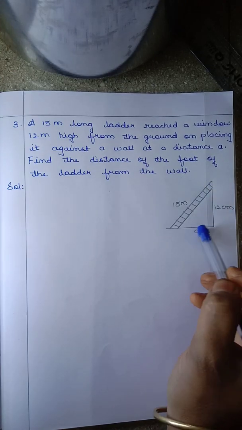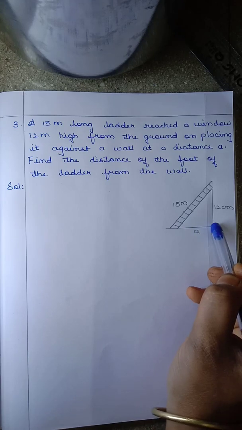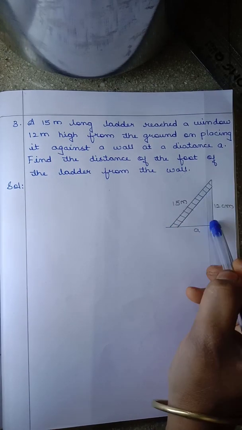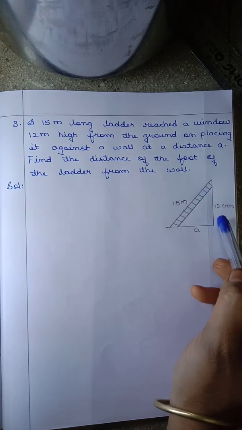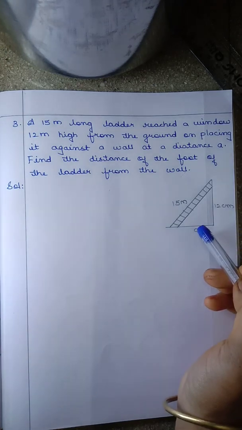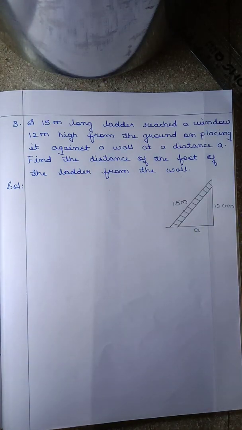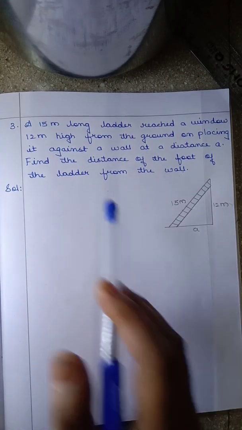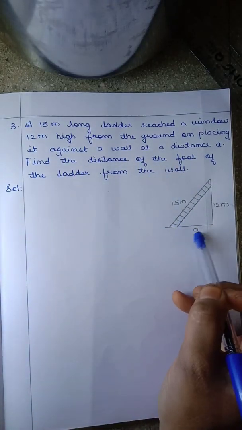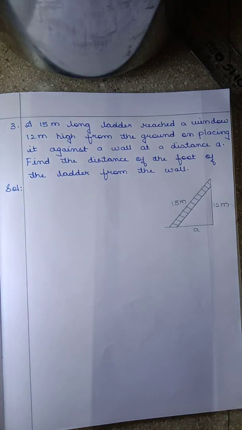At a distance A. The distance of the foot of the ladder from the wall is A. The height of the wall is given as 12 meter. The ladder is 15 meter. You have to find the distance of the foot of the ladder from the wall. That is, the A value you have to find. The unknown A value you have to find, children, here.